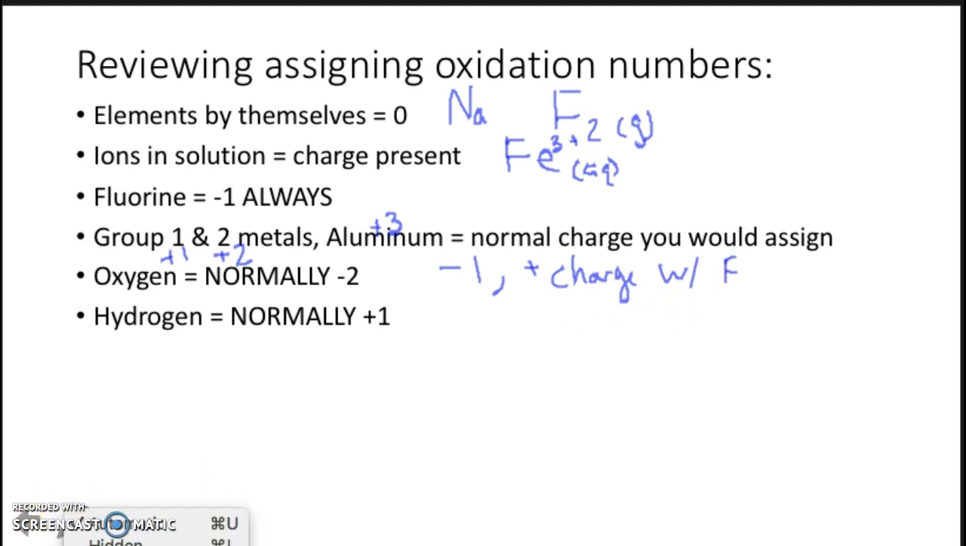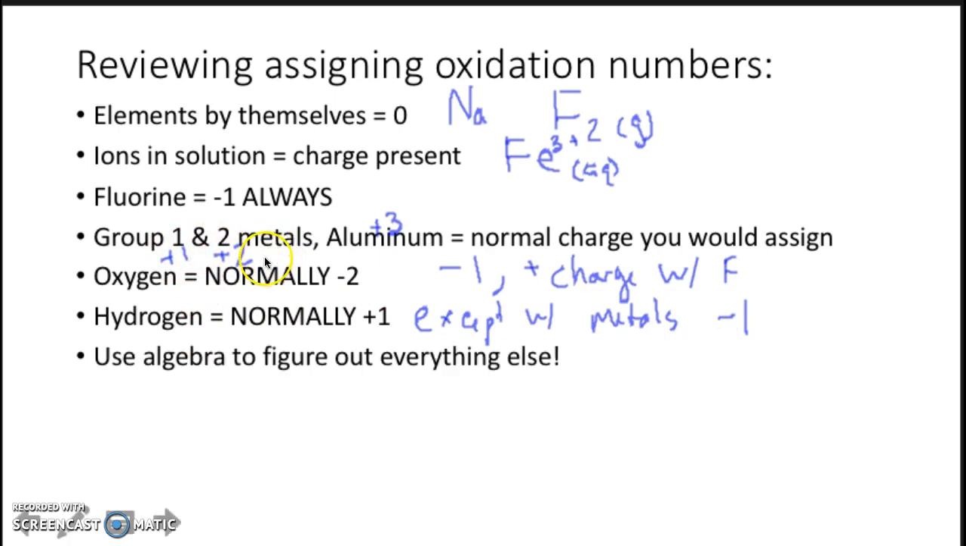Hydrogen is going to be a +1, except with metals. And when it's with metals, it is going to have to take the minus charge because the metal is going to be the positive charge. And finally, if you have anything else, anything that is not an element by itself, an ion, fluorine, oxygen, hydrogen, or one of our basic metals, you're going to have to use algebra to figure it out. And this is what we went over in class.